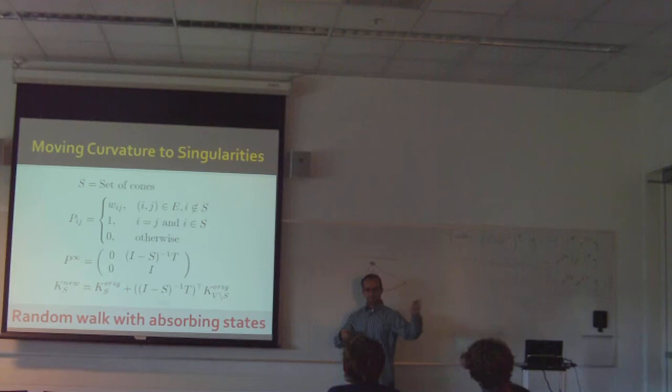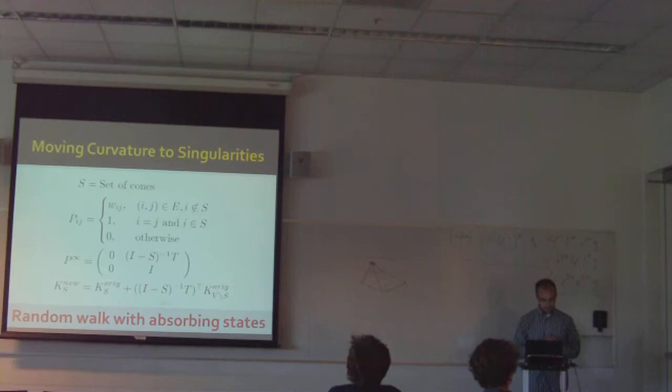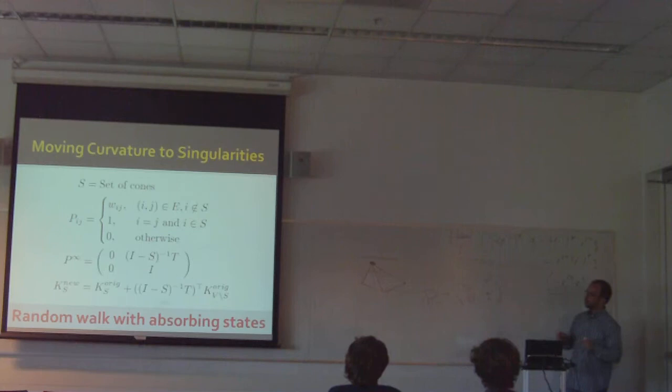What is S in K and K U? I'm sorry, I forgot to write the structure of this matrix. It looks something like S, T, 0, I. So all I did is break up this matrix here. This is the part that has to do with the vertices that I've marked as cone points, and this is all the rest. What is T? It's just some matrix of weights.